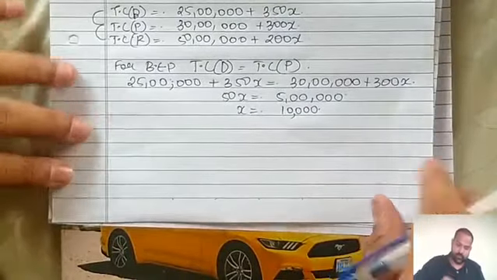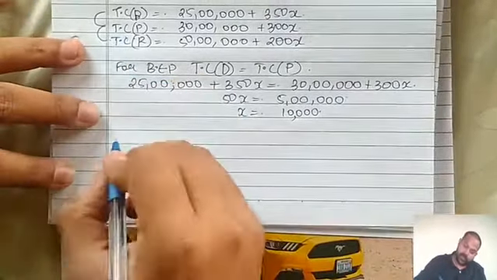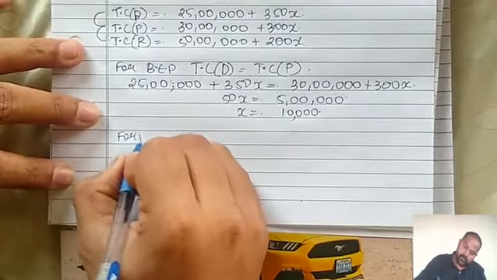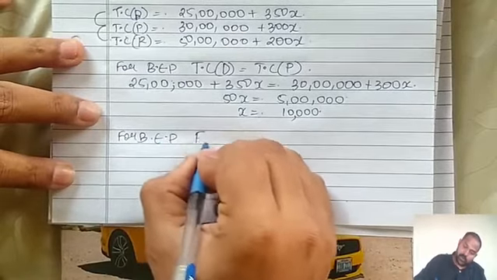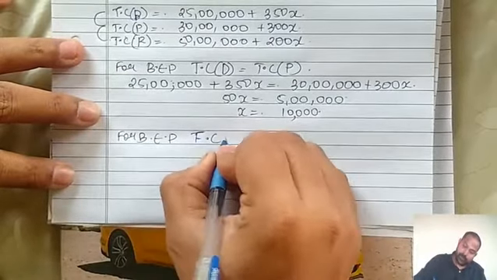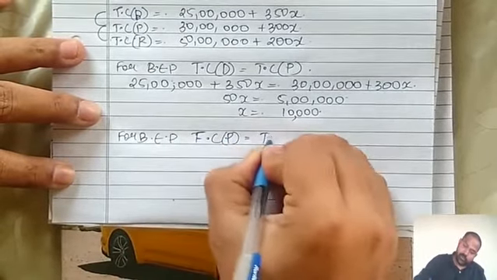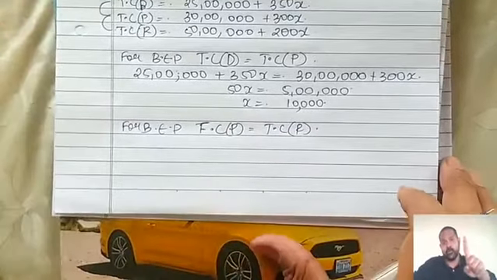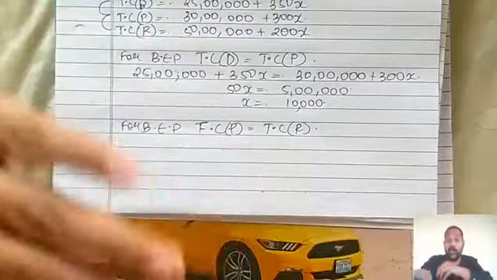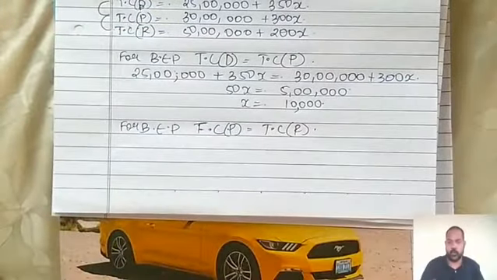Let's come to the next two, which is the break even for the BP. Total cost of Patna should be equal to total cost of Ranchi. And whatever I am doing, this is the first thing you are going to do in the question without showing it to them. You don't need to show it to them.